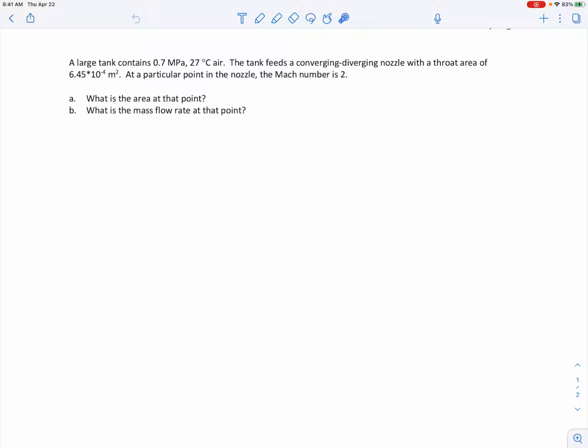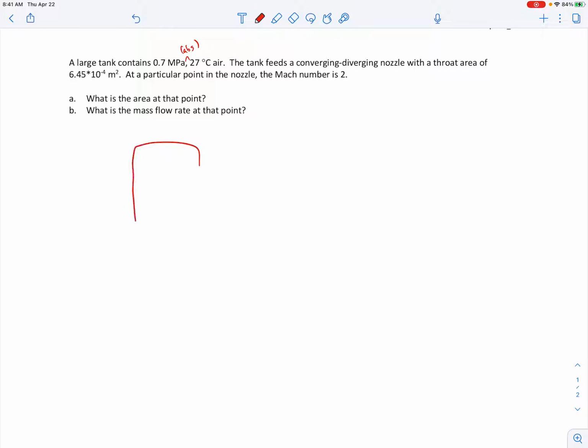In this example, we're told we have a large tank with some pressure and temperature conditions. By the way, this should be an absolute pressure. And we're told the tank feeds a converging diverging nozzle with a given throat area. At a particular point in the nozzle, the Mach number is equal to 2. What's the area at that point, and what's the mass flow rate at that point? So that's what we're looking to find.